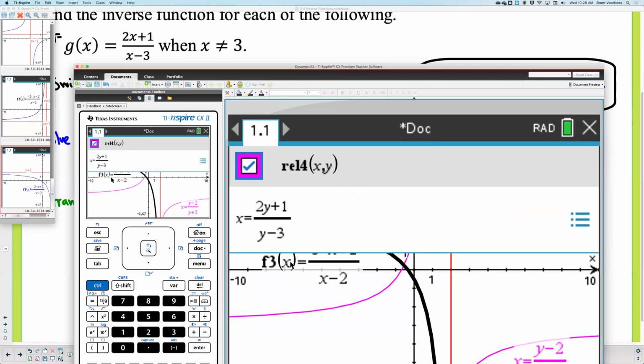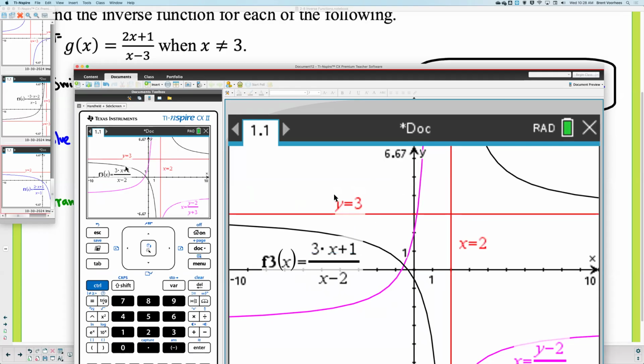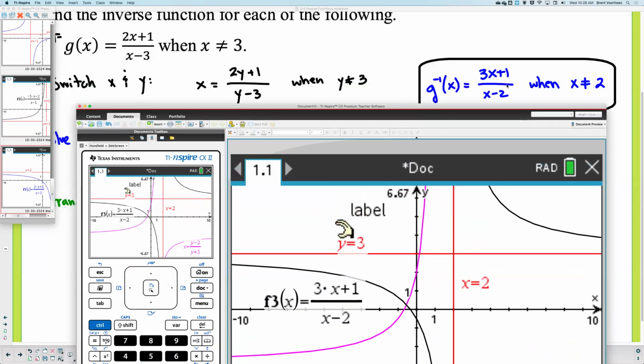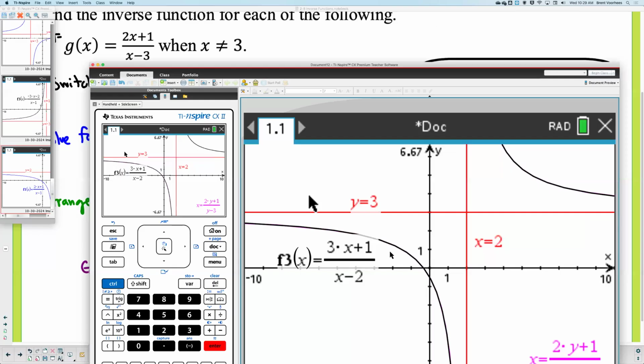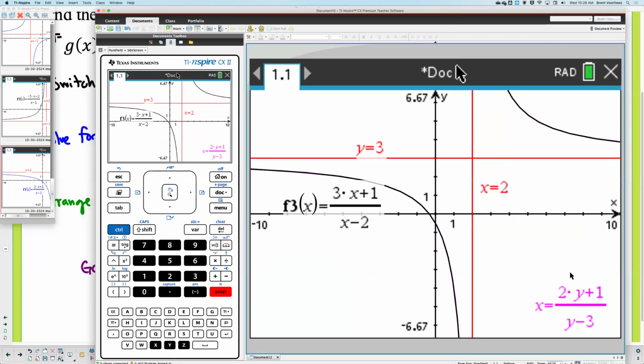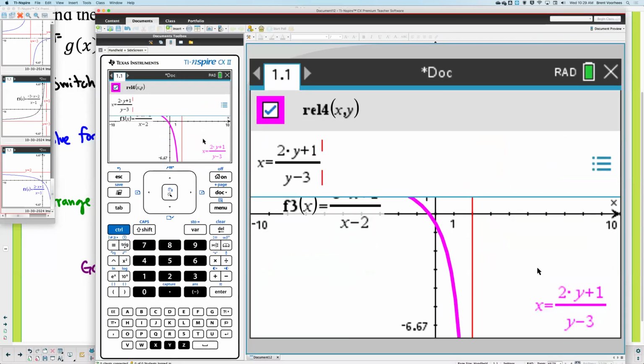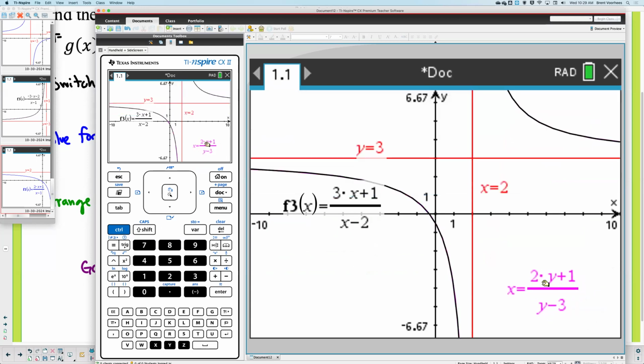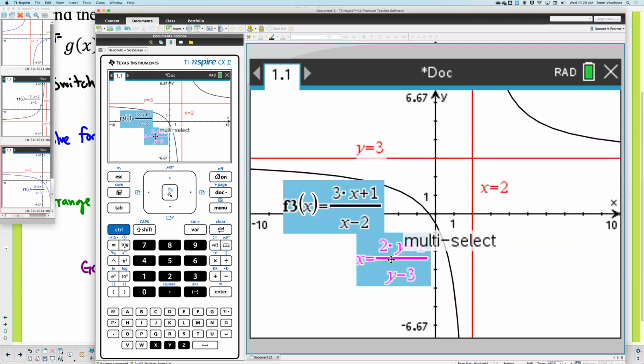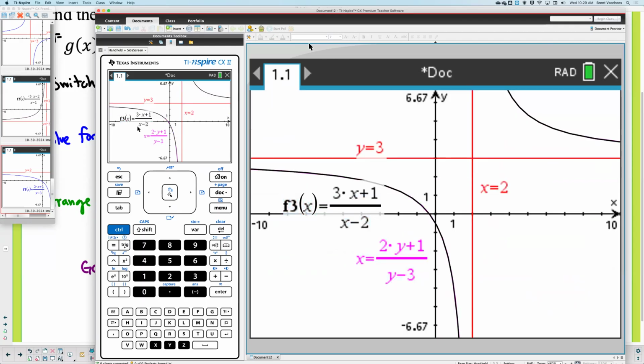Oh, it's acting like I made a mistake here. 2y plus 1, y minus 3. So somewhere in here, I might have made a mistake. Let me pause and see what I did. Silly me, I just didn't press enter on it. Now when I highlight, you'll see it does highlight over it. I just hadn't pressed enter. It was graphing the old equation. So as you can see, this inverse is correct. When I click that, it highlights what I have here. So they're one and the same graph.